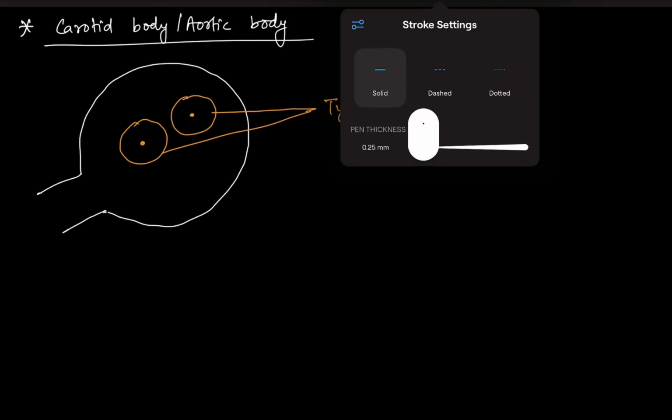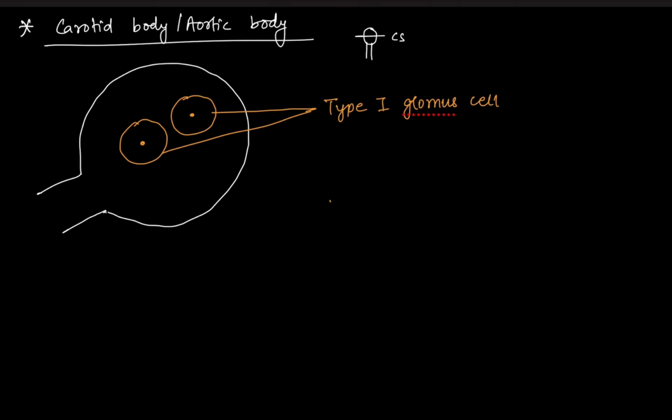If you look inside the carotid body, you will find the type 1 glomus cell. Similarly, there is another cell present over here, and this cell is known as the type 2 glomus cell. So inside the carotid or the aortic bodies, there are glomus cells, and these glomus cells are mainly of two types: the type 1 glomus cell and the type 2 glomus cell.